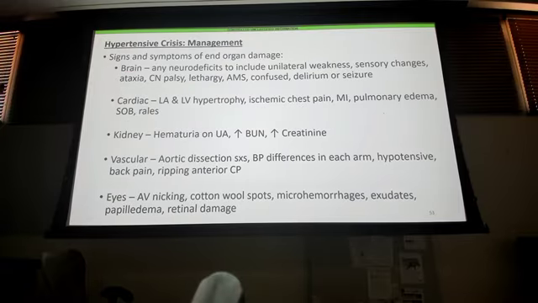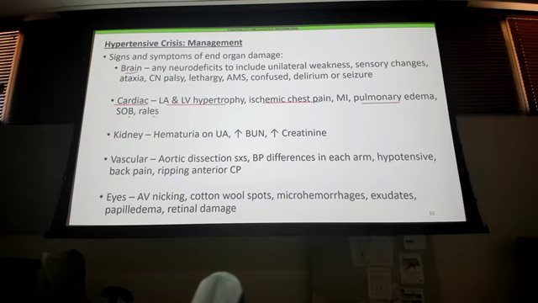The symptoms that do consist of end organ damage are, if we're looking at the brain, if they start having any altered mental status, altered function like unilateral weakness and those types of things, then that's a symptom of end organ damage leading to hypertensive emergency. If we're looking at the heart, we're looking at hypertrophy of the structures. We're looking at ischemic chest pain, heart attack even, pulmonary edema, things that show that the heart is not functioning well because of that profound elevation in blood pressure.